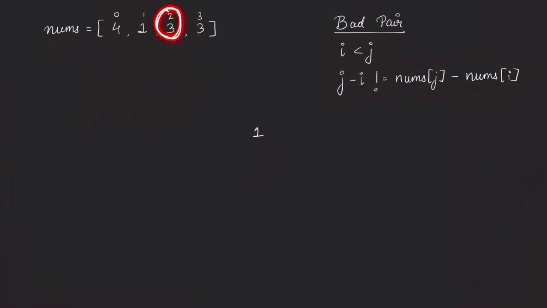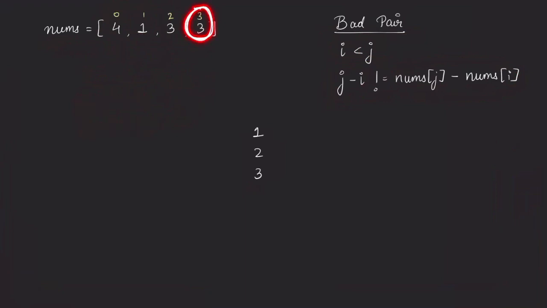Then this particular element will form a pair with this and this. So if we check with 4, it will be 2 minus 0, that is 2, and 3 minus 4, that is minus 1. Again not equal, it will be counted. Then we'll check with this. So it will be 2 minus 1, that is 1, and 3 minus 1, that is 2, again not equal, so this will also be counted.